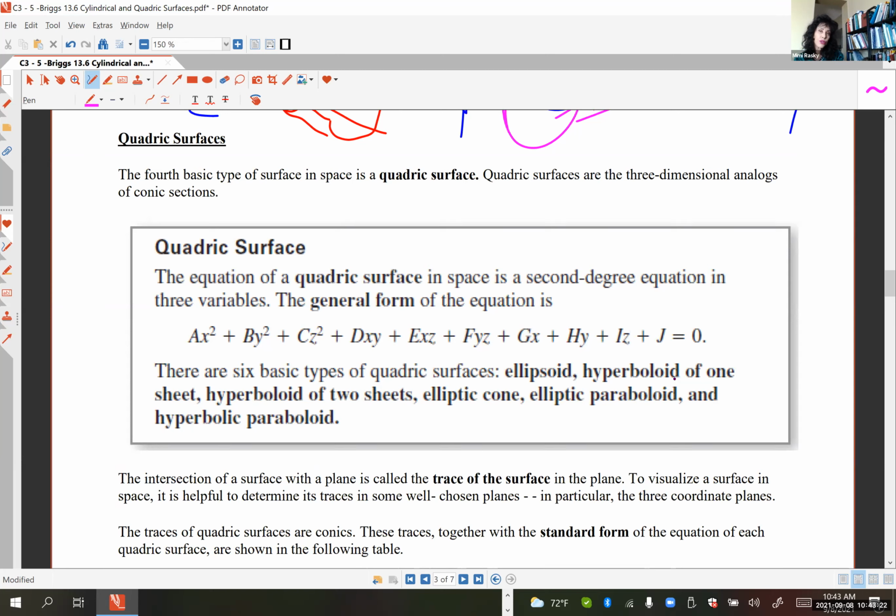So a quadric surface is a second degree equation. That means that you won't have anything higher than a power of 2, okay? Power of 2, power of 1 is okay, but nothing higher than a power of 2. Now, if everything is a power of 1, that means you have a plane, okay? You know, x plus y plus 2z equals 7. All the x's, y's, z's are raised to the 1 power.